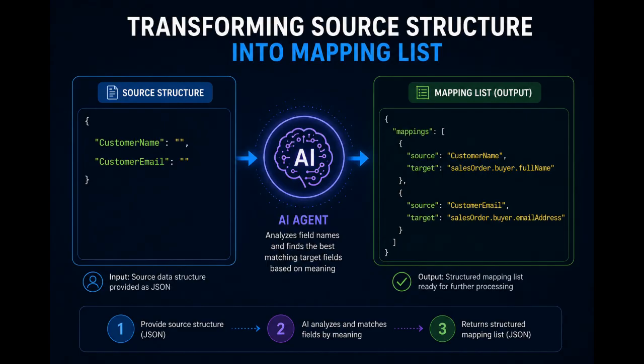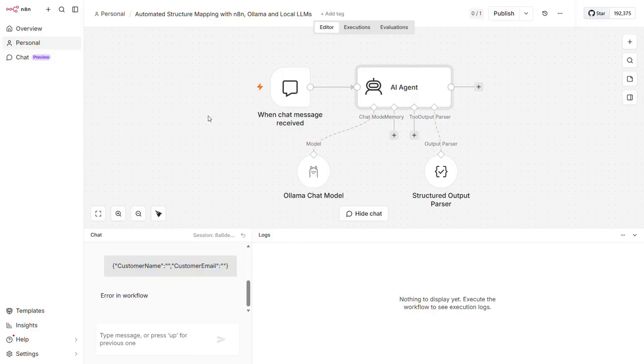As we can see, the model correctly identifies that customer name corresponds to the buyer's full name and that customer email corresponds to the buyer's email address. What's particularly interesting is that none of the field names are identical. The model is not performing a simple text comparison. Instead, it uses semantic understanding to determine the business meaning of each field and find the most appropriate match in the target structure.